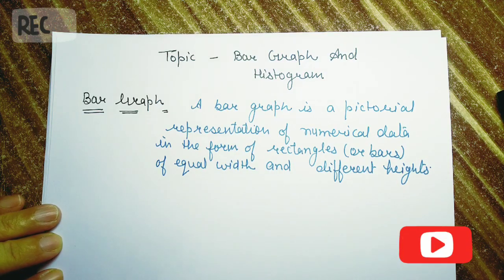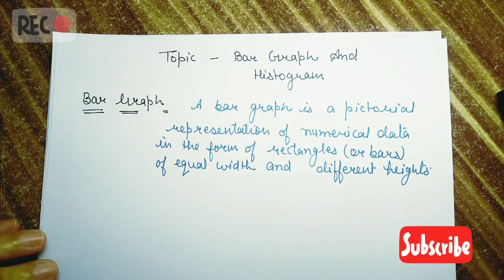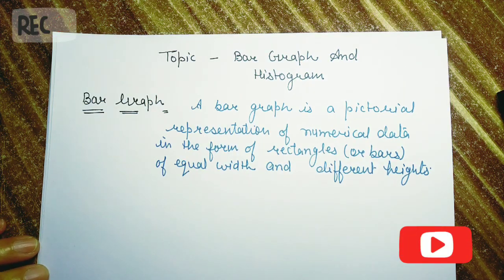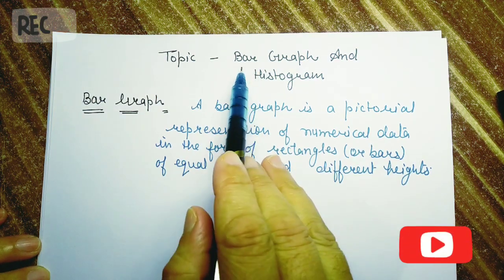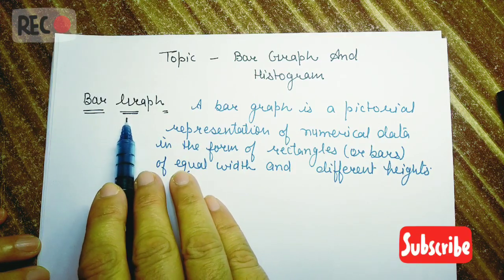Good morning students. In our previous video, we discussed how to arrange numbers in tabular form by using tally marks and frequency. Today we are going to discuss bar graph and histogram. So first of all, we are going to discuss the bar graph.